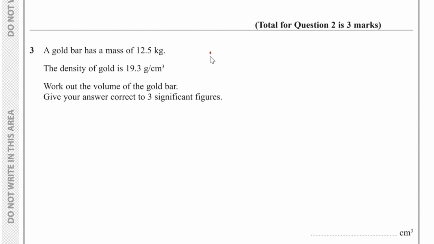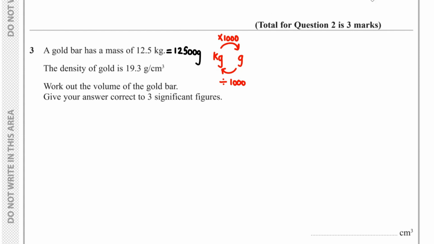To go from kilograms to grams, we need to multiply by 1,000, and to go from grams to kilograms, we need to divide by 1,000. And therefore, 12.5 kilograms, multiplying that by 1,000, we get 12,500 grams. So therefore, the mass of the gold bar is 12,500 grams.